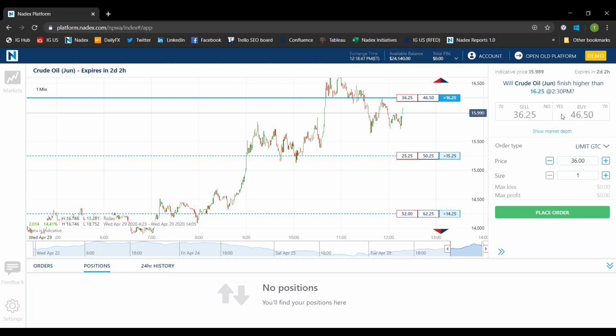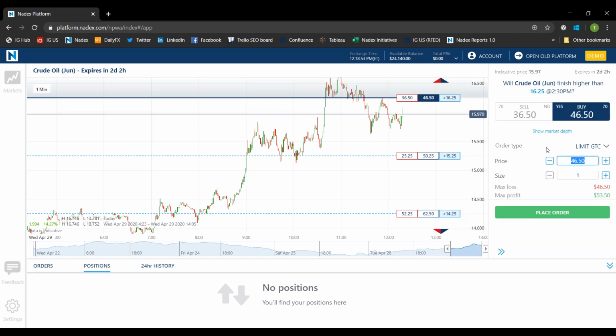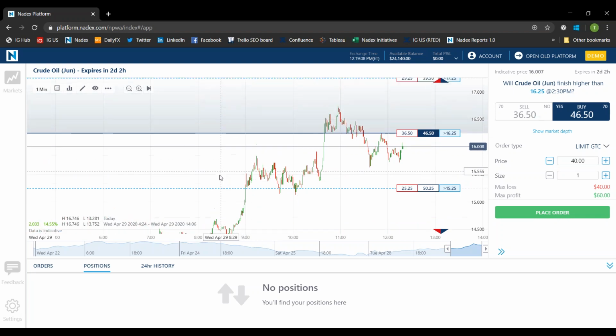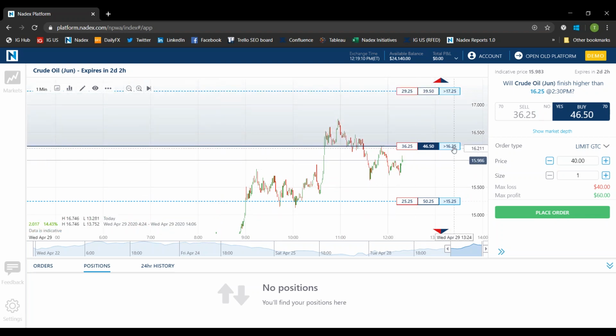Let's say I think oil is going higher, and I'm going to put a price in. Let's click buy, and then let's click 40. I'm just going to make it easy, right in between, a simple, clean number. The market is basically saying there's a 40% probability that at the end of tomorrow, oil will settle above 16.25. That's the prediction.